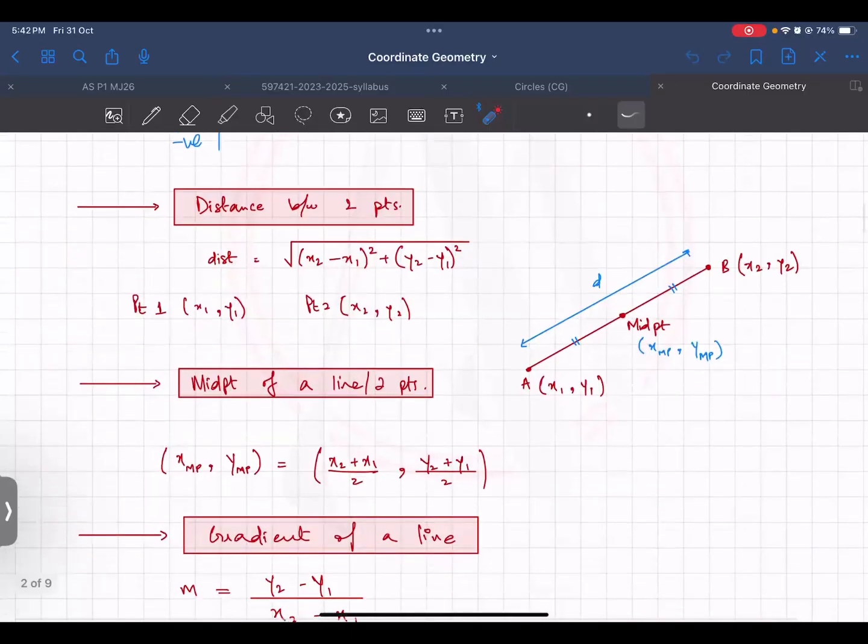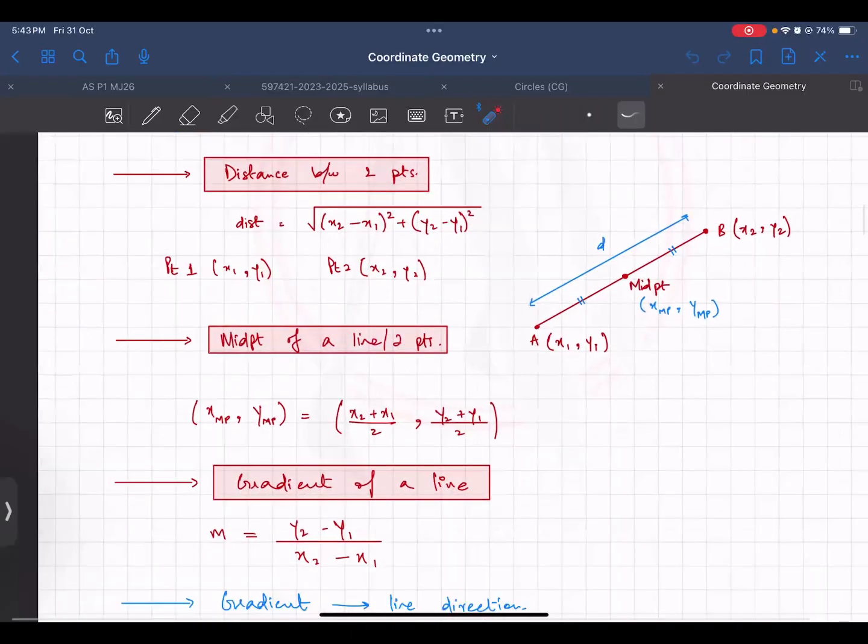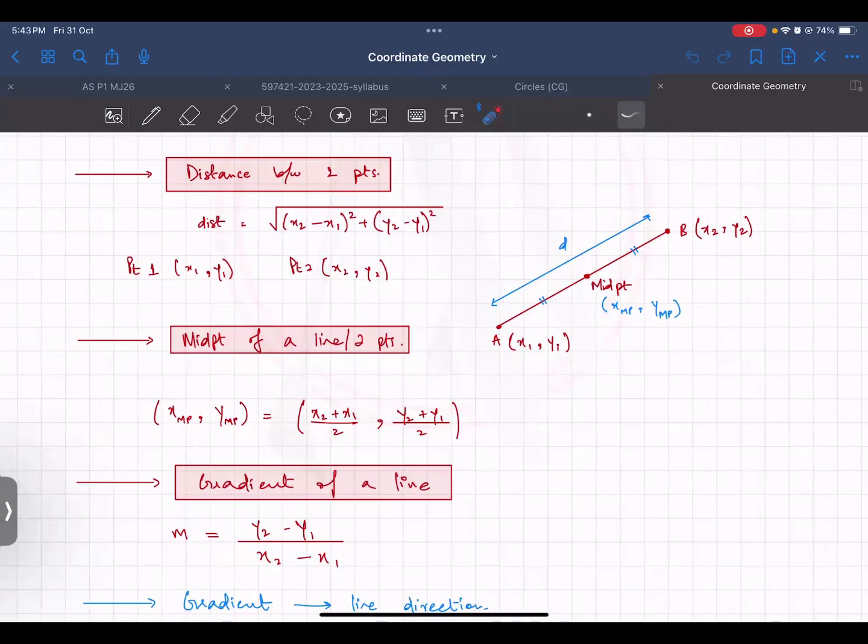Then when they have given you 2 points, these are the first formulas that you learn in the O level in the IGCSE. The distance between 2 points, which is this formula. I think that you have done this in very much detail, with a lot of practice in your O level, so you might have memorized it and know about this as well. You can recall this.